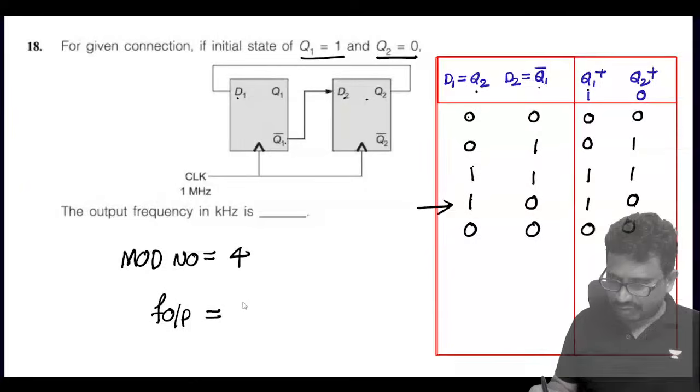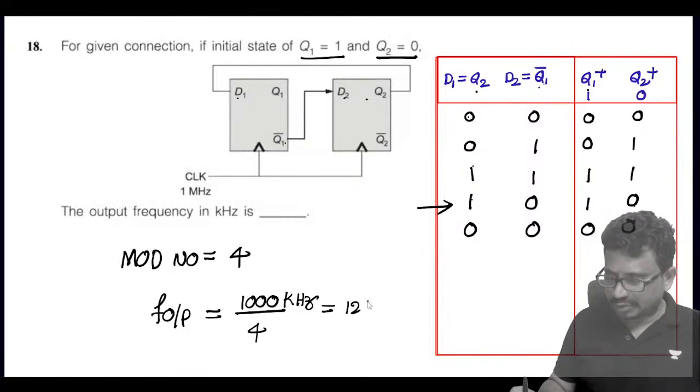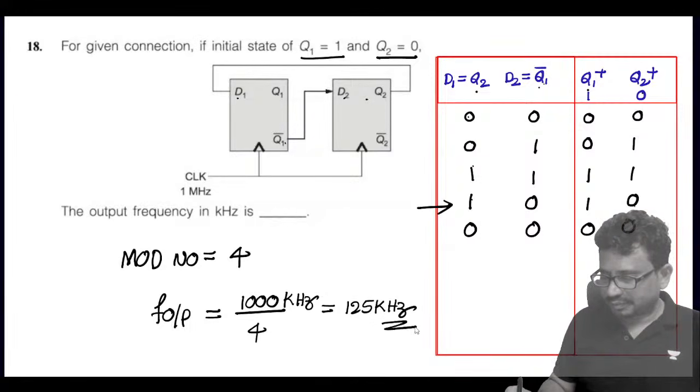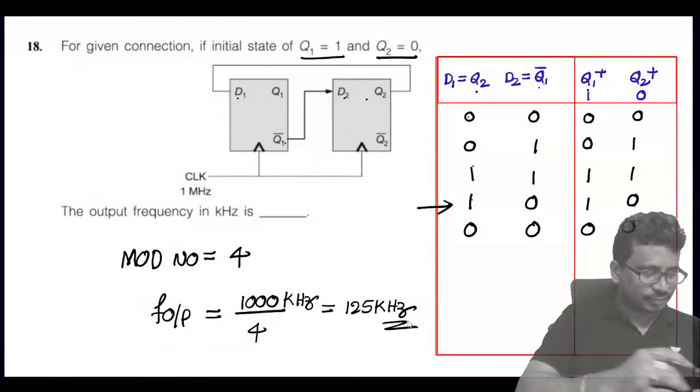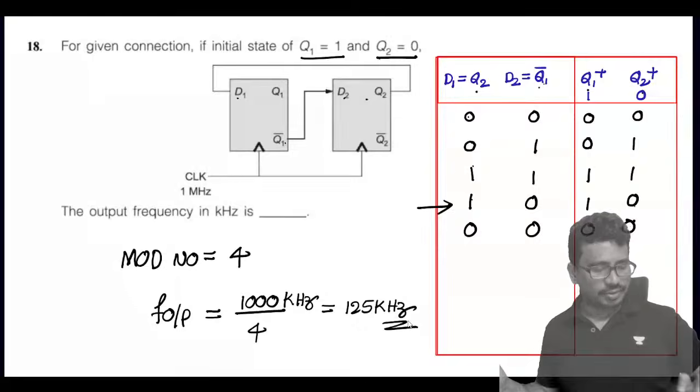So which we have 1 mega. So this means, yes, kilo I can write. 1000 kilo by 4. How much can you say now? This is 250 kilohertz. Right.